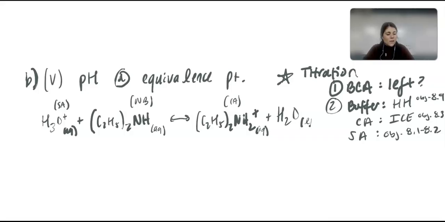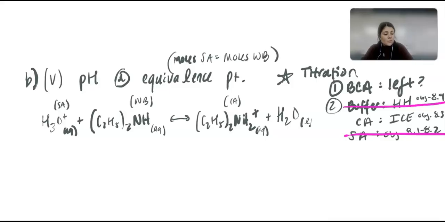Here I will say this is not going to be a buffer and the strong acid isn't going to win. Here you're just going to have a conjugate acid, which is the only thing that remains, because at equivalence point, your moles of strong acid equal the moles of the weak base. So if these are both your limiting reactants, this is what's left over.